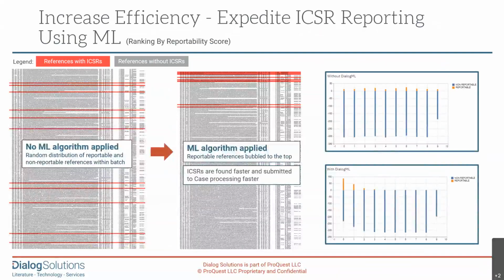And this just illustrates the basic premise of where we are with machine learning. The section on the left shows a list of references, and the red stripes are the references with ICSR criteria. And you can see they're distributed unevenly. And then on the right-hand side, once the machine learning algorithm has been applied, the most relevant references, the references with ICSR criteria, are at the top, which means they're found faster, reviewed faster, and submitted faster to case processing. So that's where we see the benefits.